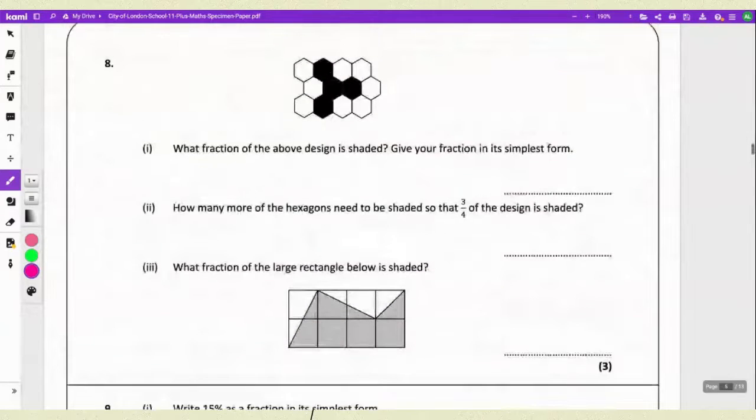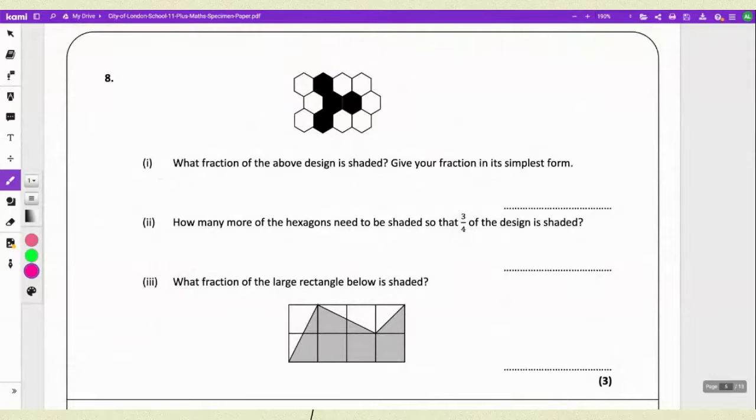So you have to look at this fraction in this one. They are saying what fraction of the above design is shaded. So how much is shaded? Give the fraction in the simplest form. So if you look at this, it's 1, 2, 3, 4. And how many are there? There are 12 of them. And try to simplify that a little more, you will get one third.